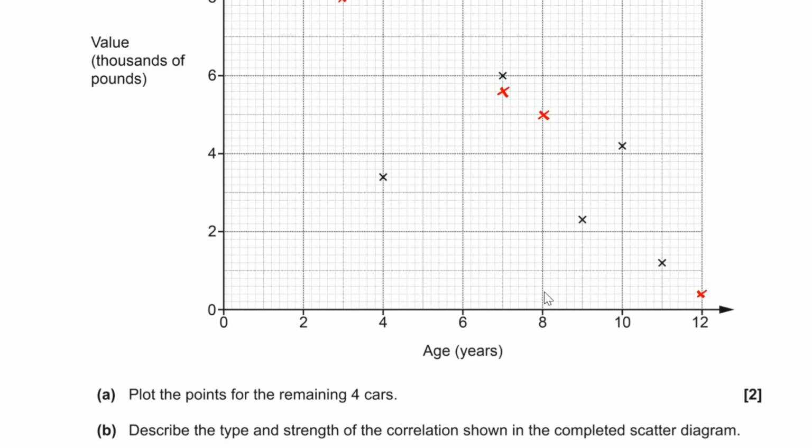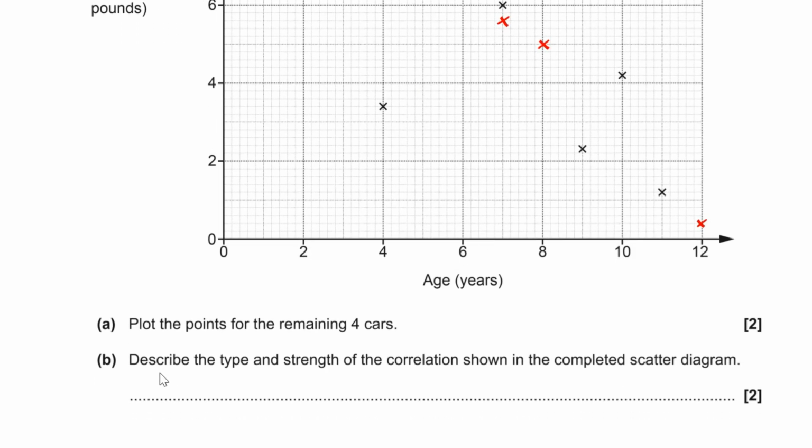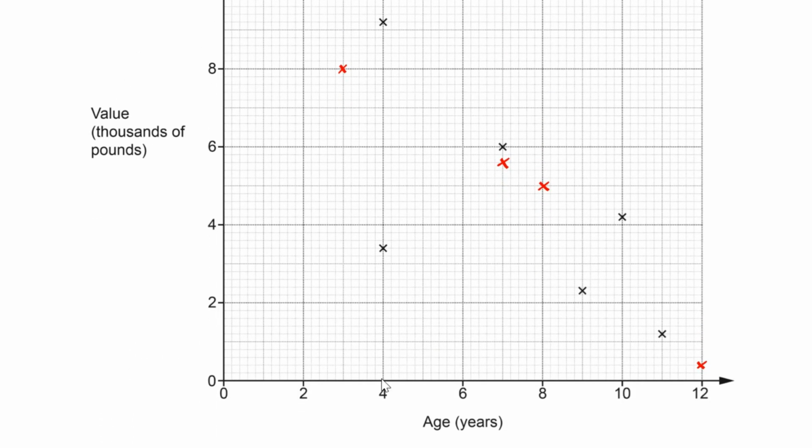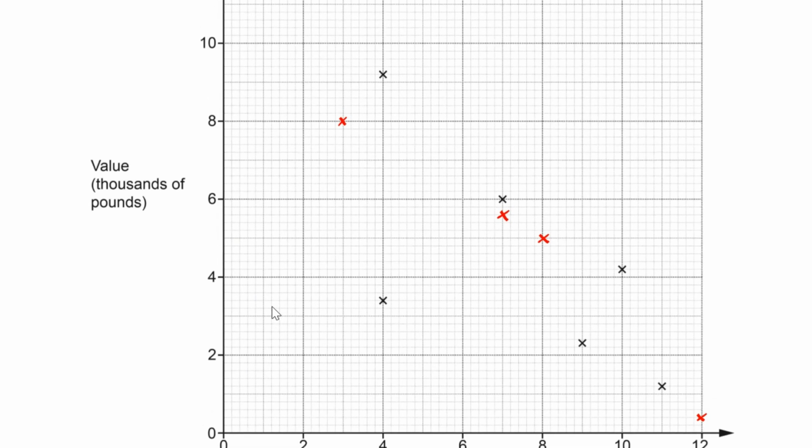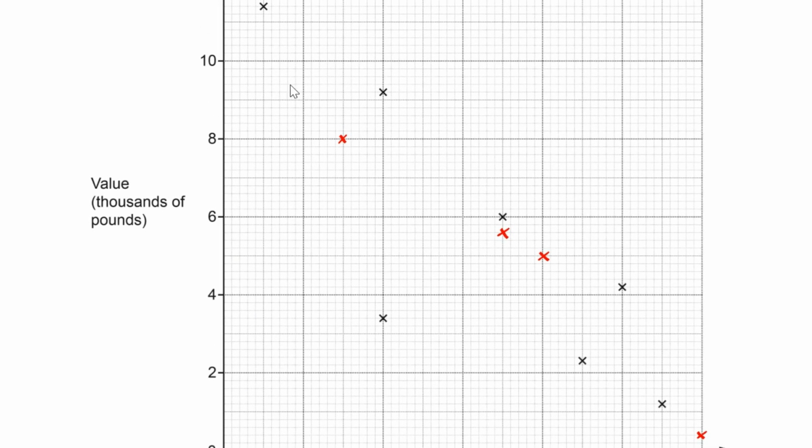So we've plotted the other points, and then for part B, we have to describe the type and strength of the correlation shown in the completed scatter diagram. Well, you can see here, as one quantity increases, the other decreases, and therefore we'll have a negative correlation.